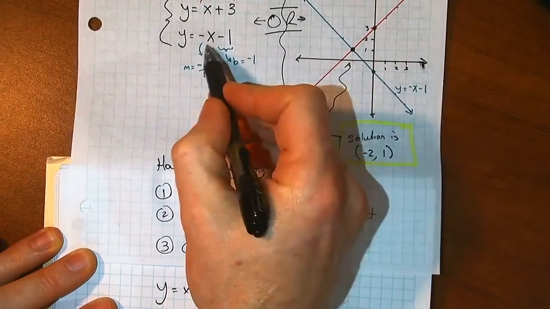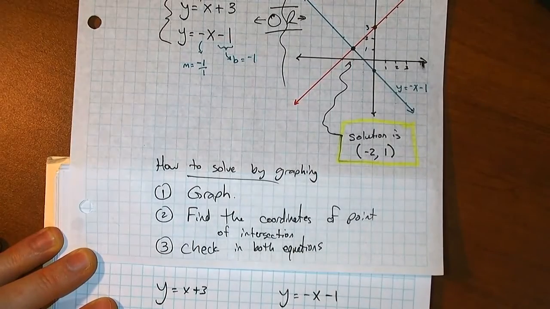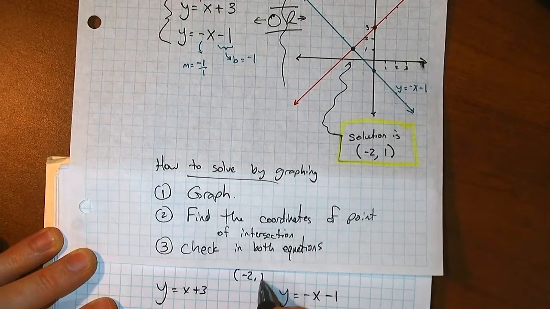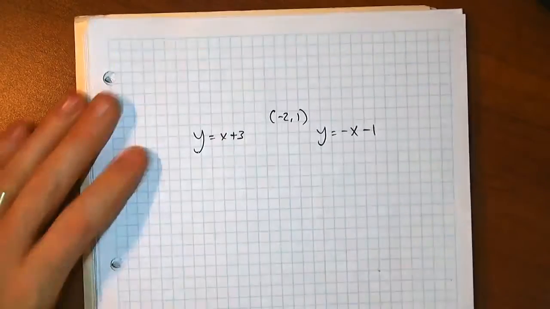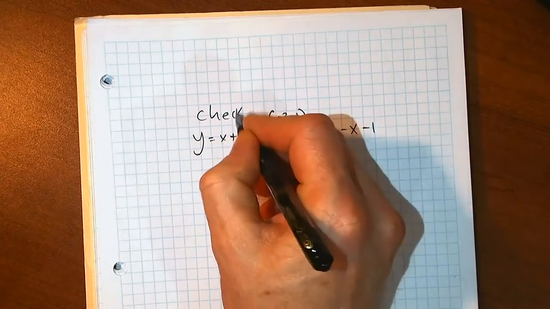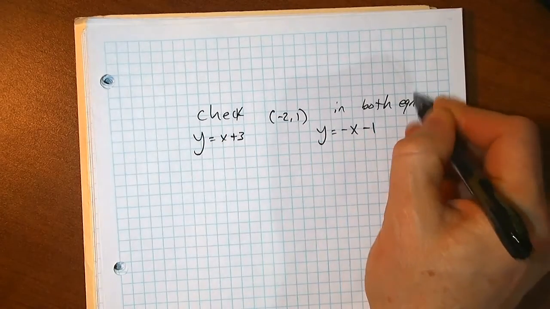And the second equation is y equals -x minus 1. Okay, so there's my 2 equations. My solution is (-2, 1). That's my solution. Okay, so now we're going to check this point in both equations. That's what we're going to do right now.